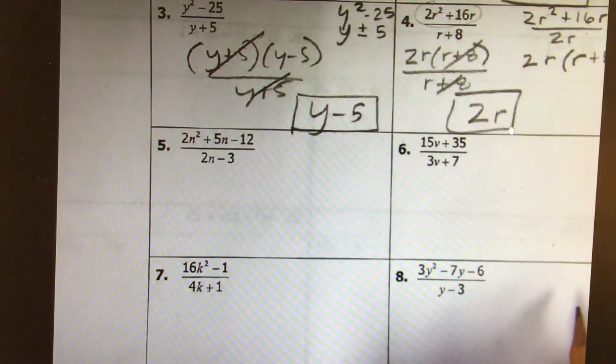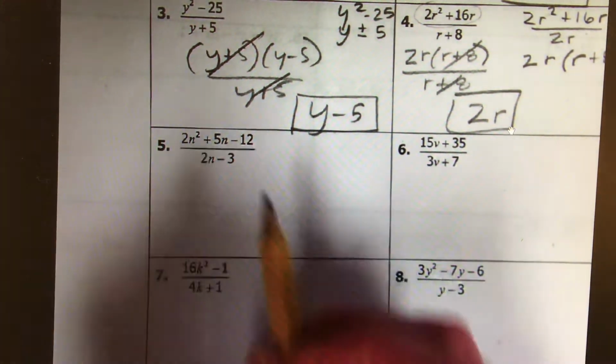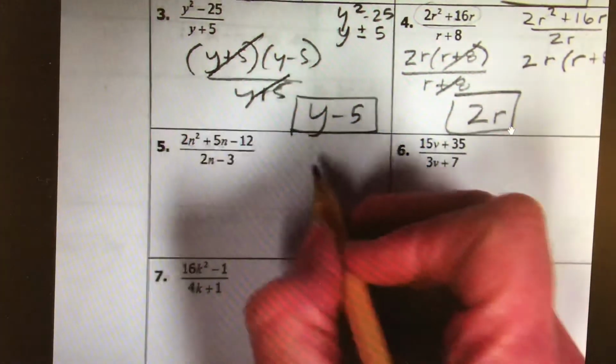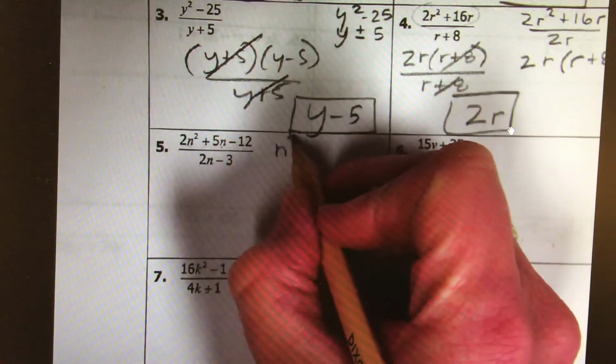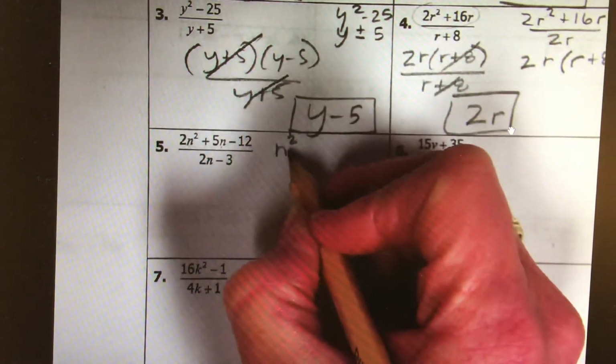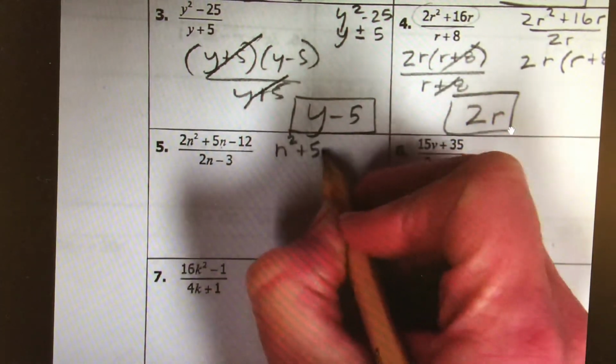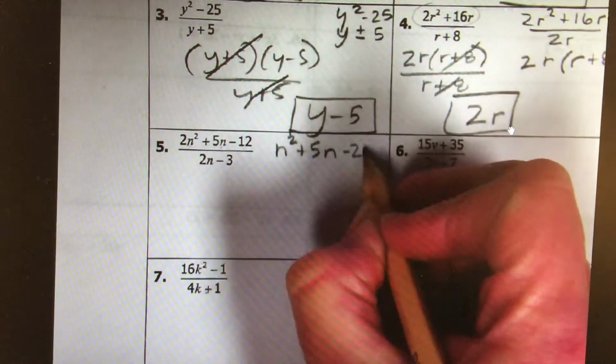Okay, so here is very interesting. I think I need to do the slip and slide. 2 doesn't fit into everything. So I'm going to rewrite this, just the top for now. Well, I'm going to have n squared plus 5n minus 24.